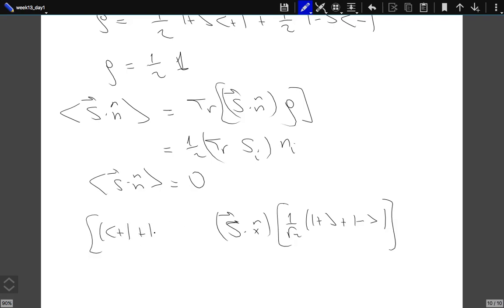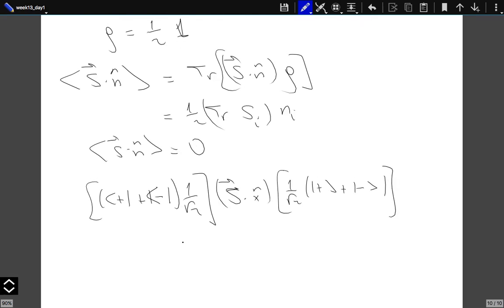Plus minus 1 over square root of 2. Let's look at this one for our initial guess, which turned out not to be correct. Well, if you calculate this, this just turns out to be h bar over 2. Non-zero. So the average of Sx in such a ket is not 0.